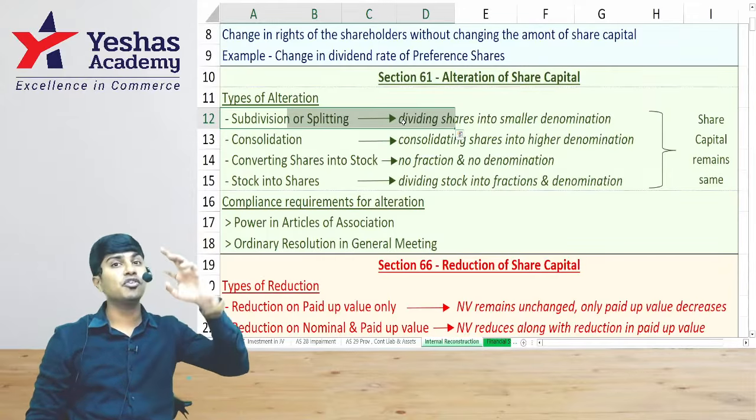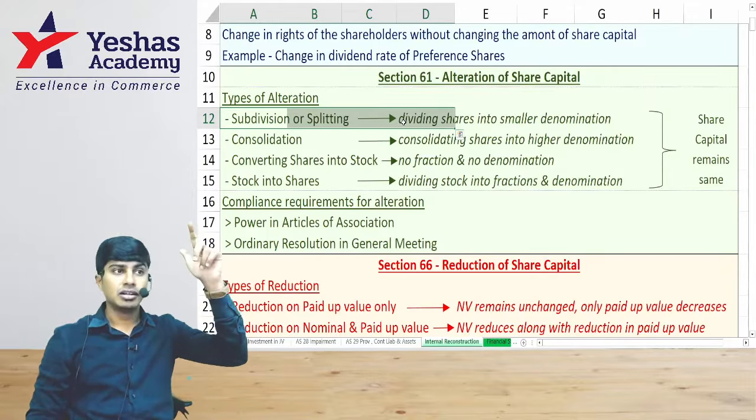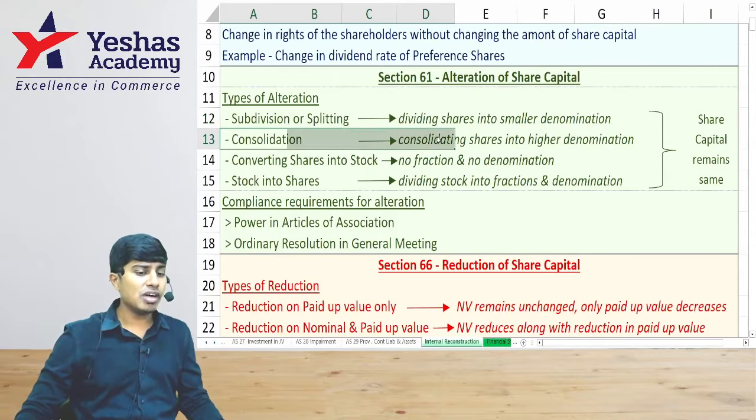Nominal value per share before subdivision 10. Nominal value after subdivision 1. So number of shares will become more, nominal value per share will become less. Multiply them and the product amount will remain same. That is subdivision. Next we have consolidation.